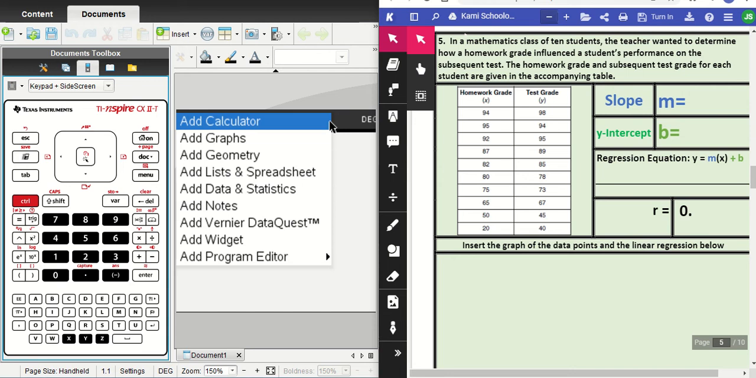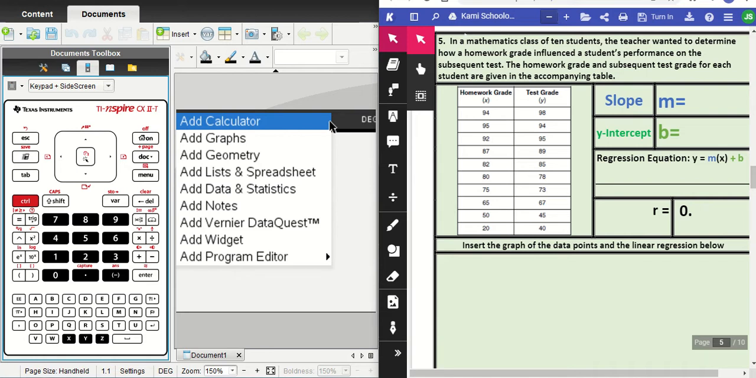Number 5. In a mathematics class of 10 students, the teacher wanted to determine how a homework grade influenced a student's performance on the subsequent test. The homework grade and subsequent test grade for each student are given in the accompanying table.